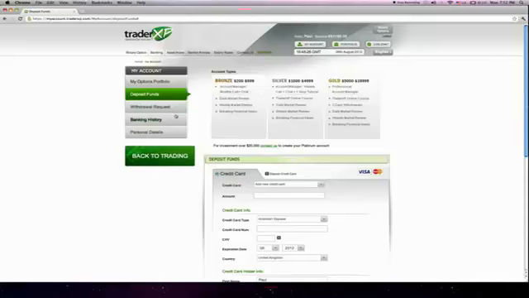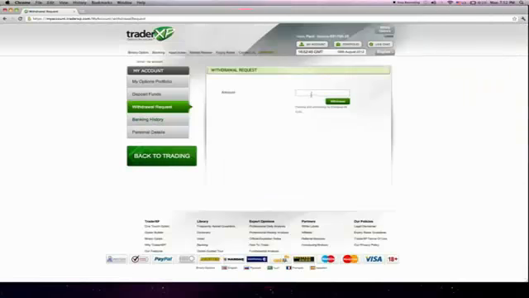Now the next button in my account is withdraw request. If you would like to take some money out, the profit or your own deposit, you just click on withdraw request, submit the withdrawal amount, and that's it.